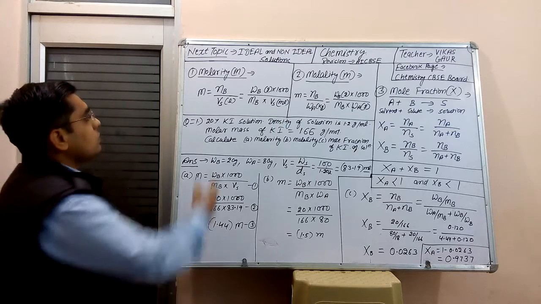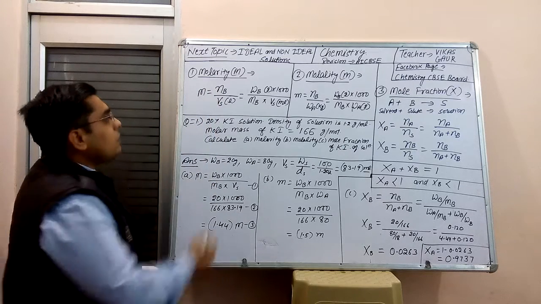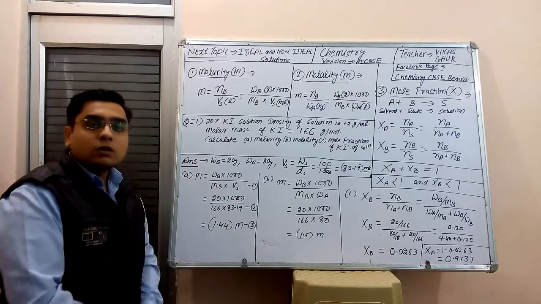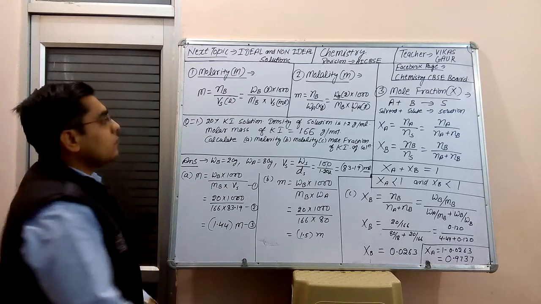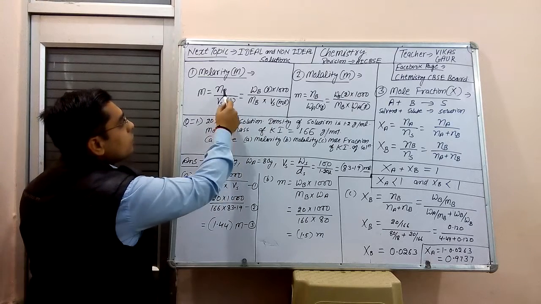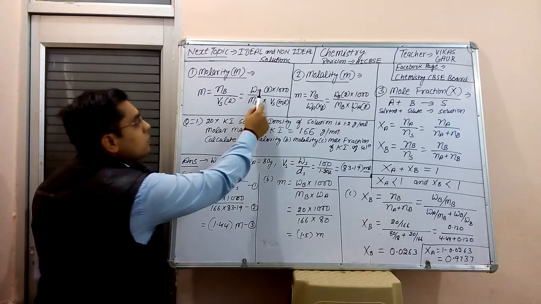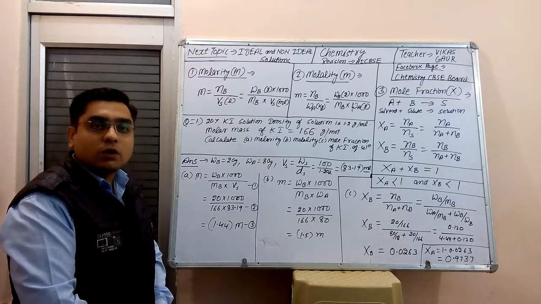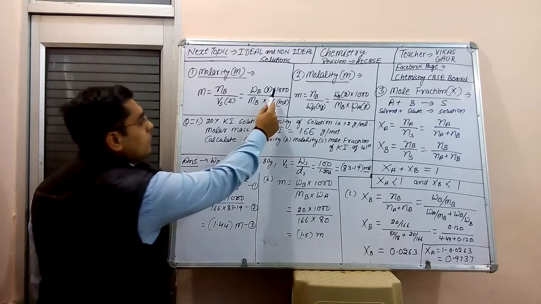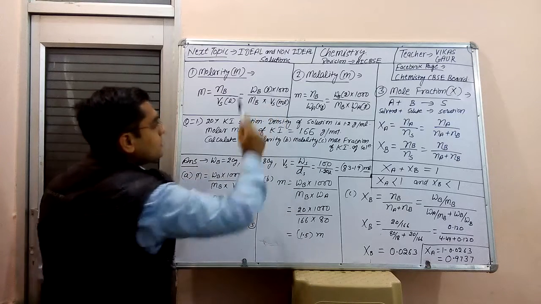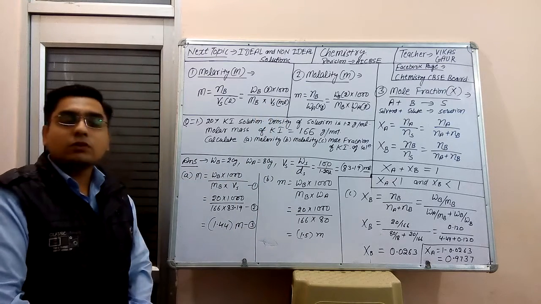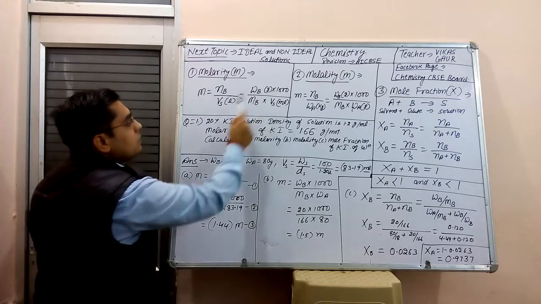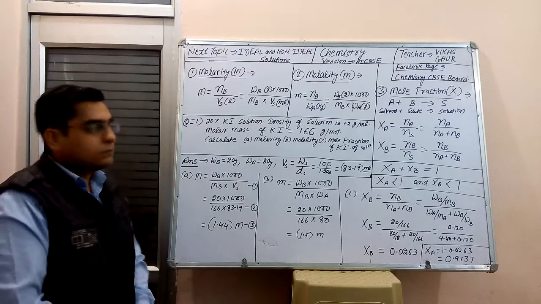So now, starting with molarity. Molarity is the number of moles of solute present or dissolved per liter of the solution. If we expand the formula, the number of moles nB is equal to WB upon MB, meaning mass of solute upon molecular mass of solute, multiplied by 1000 upon Vs. Vs is the volume of solution in ml, and this 1000 is to convert into liters.